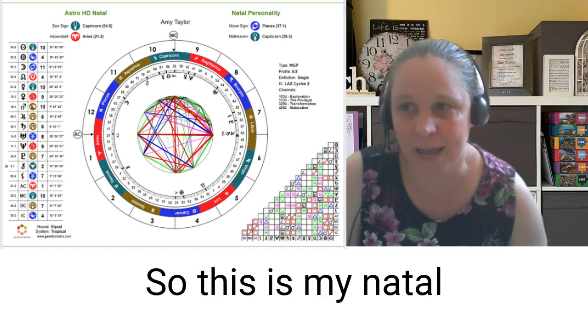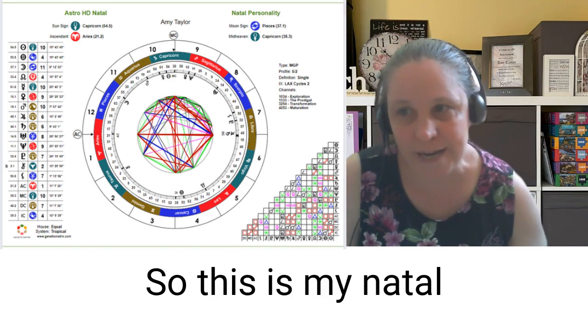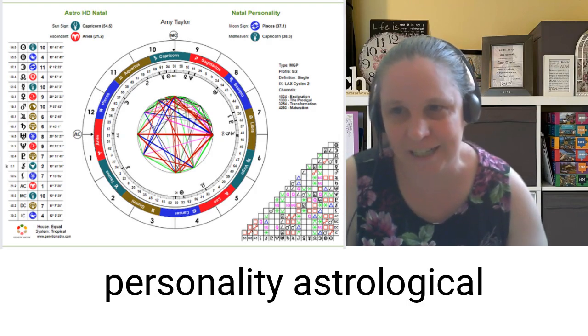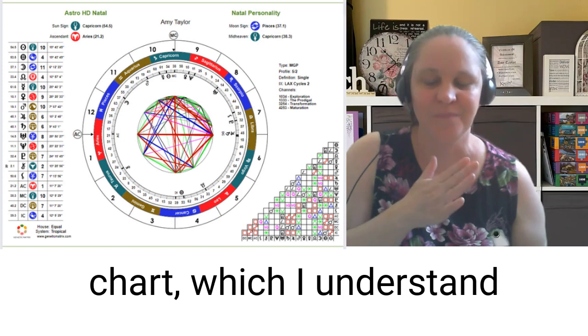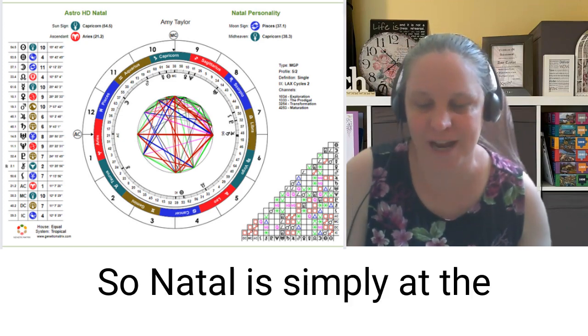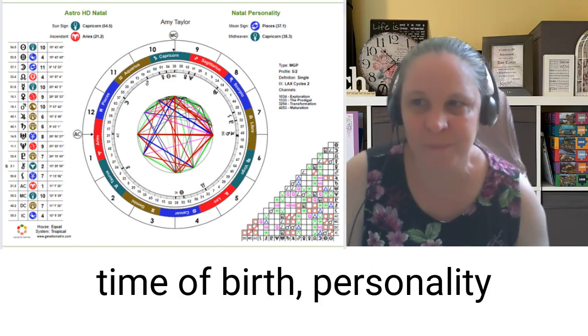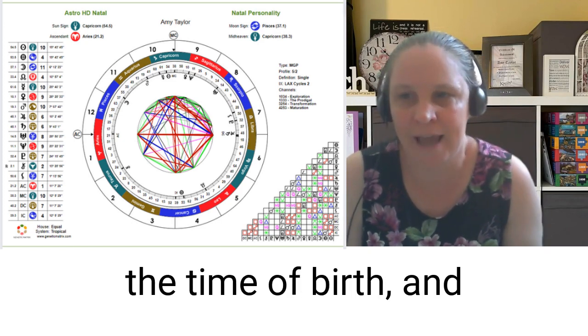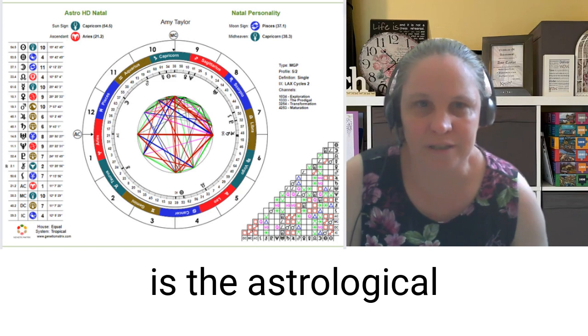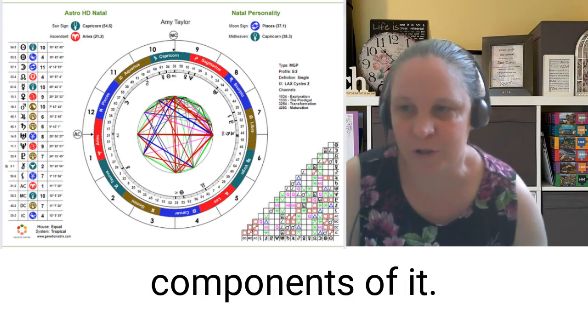So this is my natal personality astrological chart, which I understand is a lot of jargon. So natal is simply at the time of birth. Personality is looking at me at the time of birth. And then the astrological is the astrological components of it.